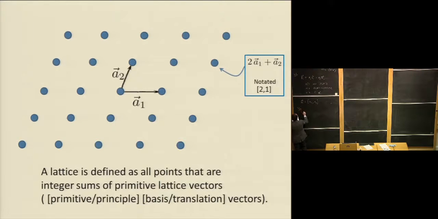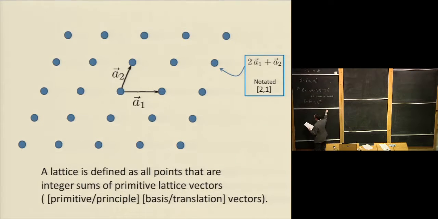In 3D, we would write R equals n1 a1 plus n2 a2 plus n3 a3. And the a's should be non-coplanar, so that we're talking about something that's three-dimensional. And we can notate it as R equals brackets n1, n2, n3, like that.